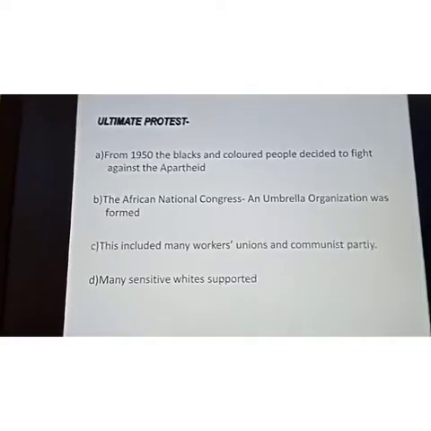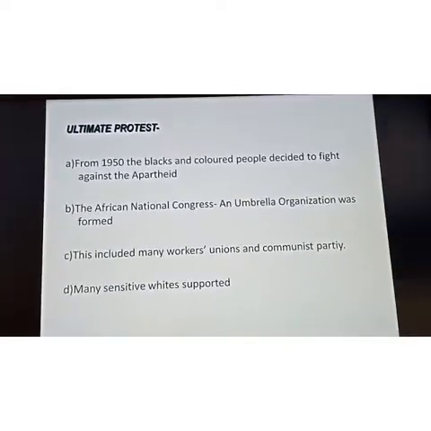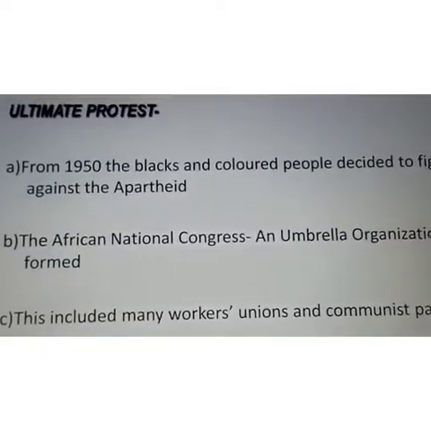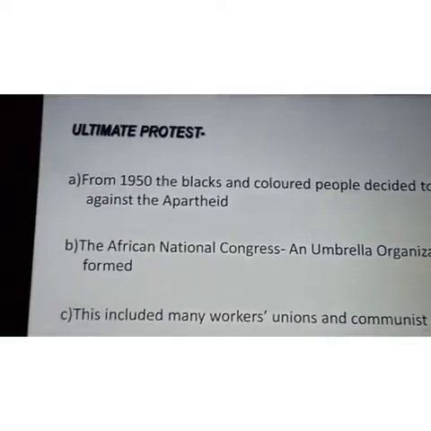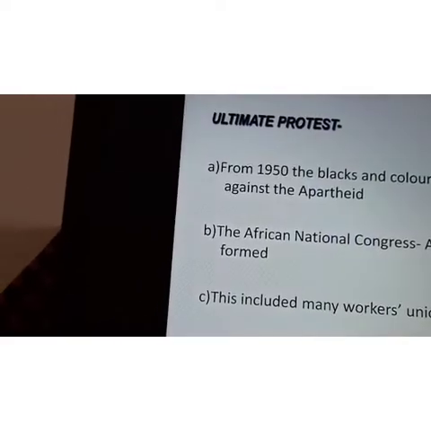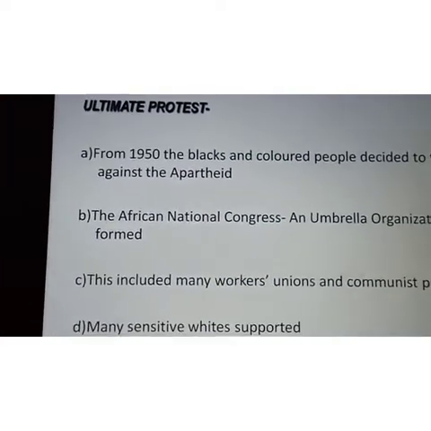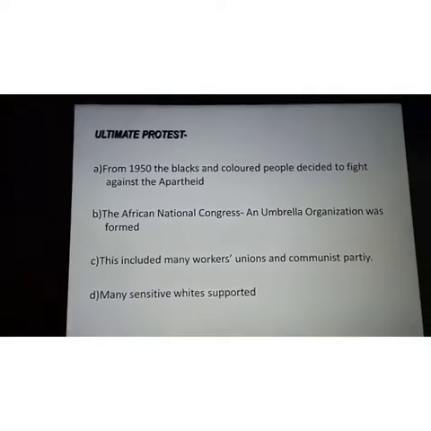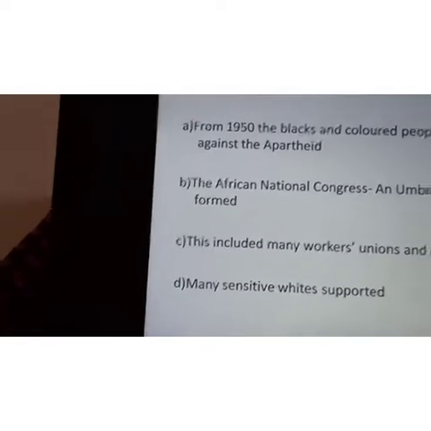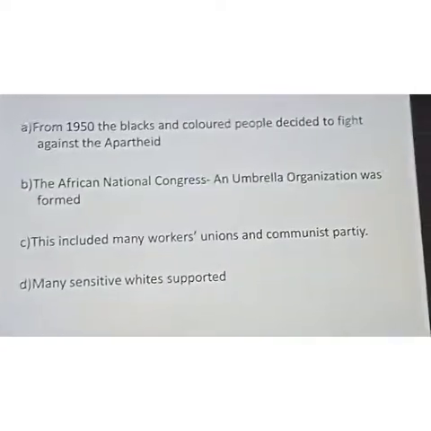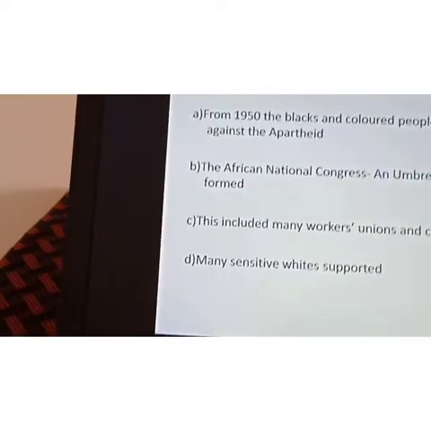Now you see, the ultimate protest. So how did the black people organize the protest? From 1950, ultimately the black people thought it is enough. Now they decided that they will protest, and because of the protest, the South African nationalist people formed an organization that was called the African National Congress. As we know, in India, the Indian National Congress fought for India's freedom. So just like that, in South Africa also, the African National Congress was formed to fight for equal rights. And it was an umbrella organization.